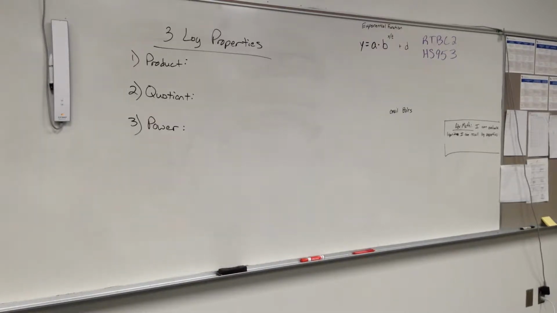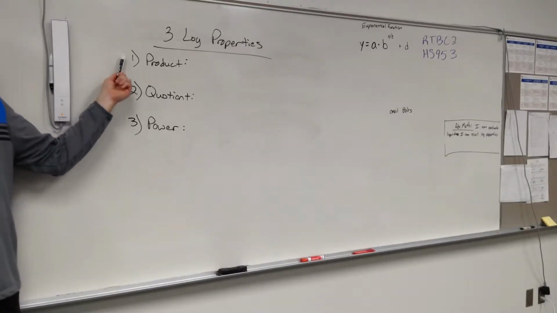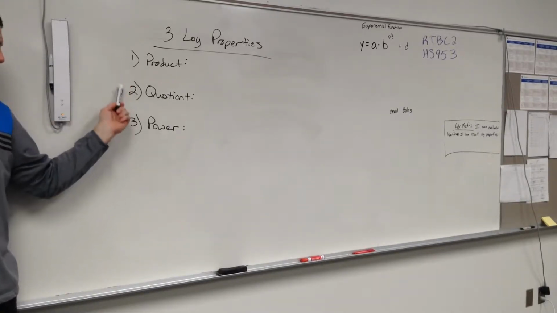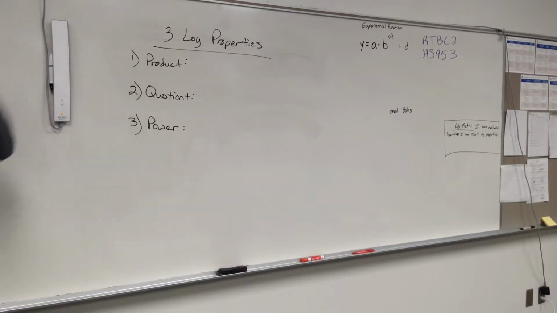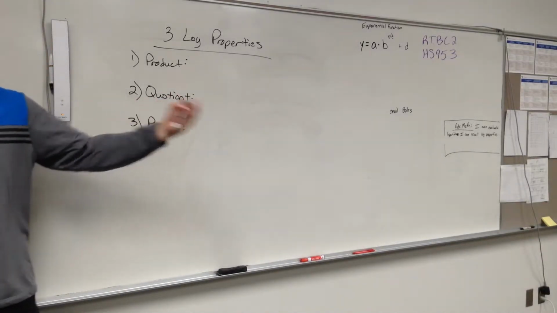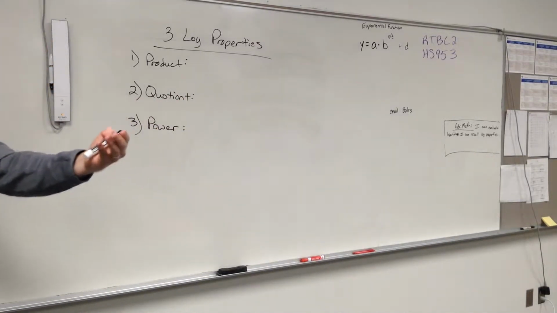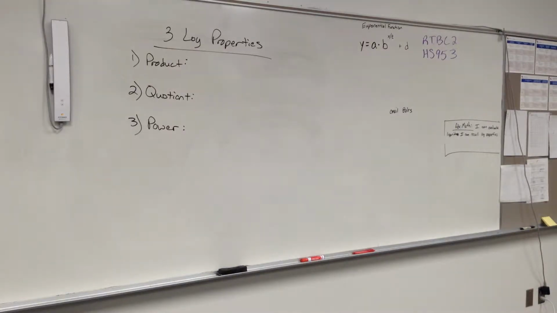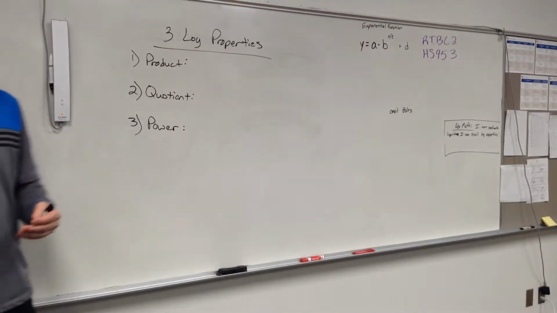Alright, quick little review on your three logarithm properties that you use quite often. Product means multiplication, quotient means division, power obviously is an exponent, okay? The first thing I said in class today was that logarithms are really what? Exponents, okay? Alright, logarithms are really exponents.